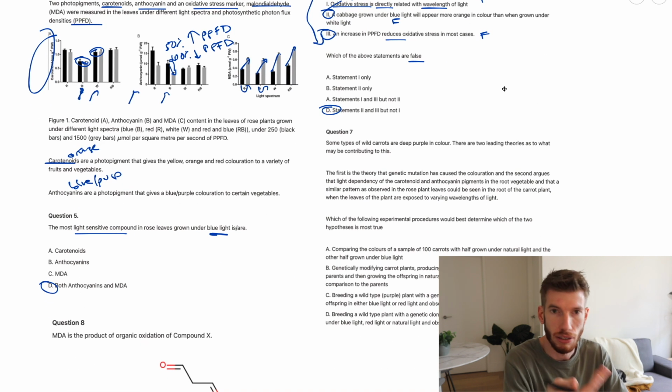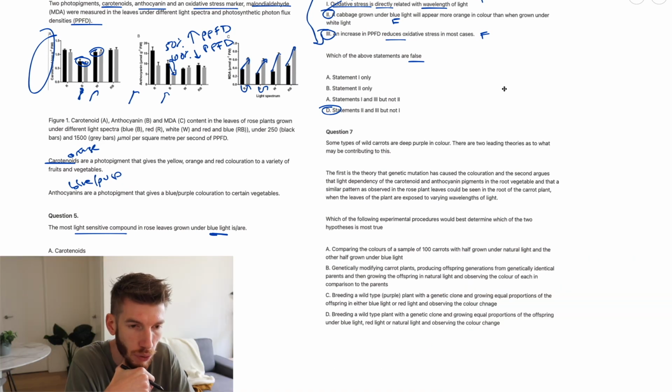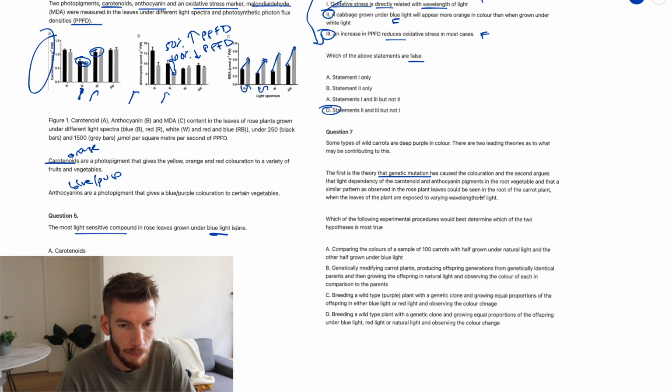Next up we have number 7. Some types of wild carrots are deep purple in colour. There are 2 leading theories as to what may be contributing to this. The first is the theory that genetic mutation has caused the coloration. So we're going to highlight that. And the second argues the light dependency of carotenoid and anthocyanin pigments in the root vegetable, and that a similar pattern as observed in the rose plant leaves could be seen in the root of the carrot plant when the leaves of the plant are exposed to varying wavelengths of light.